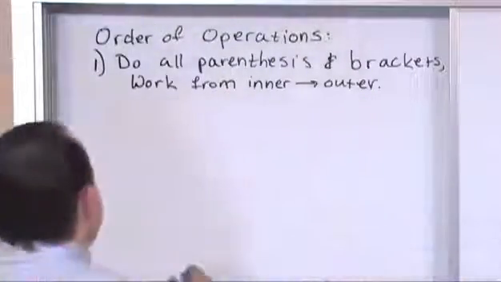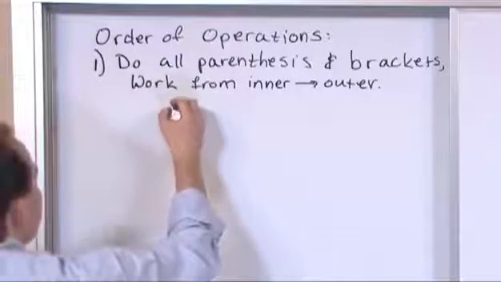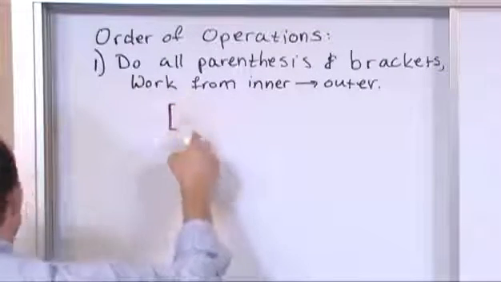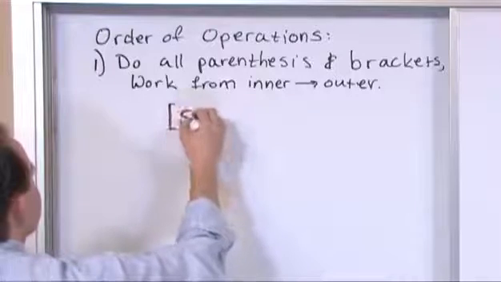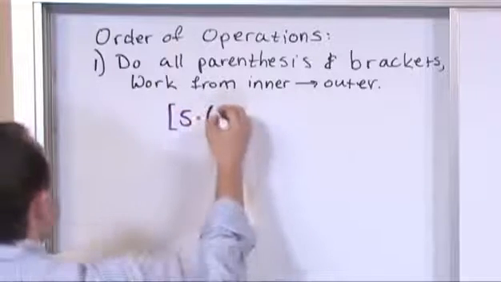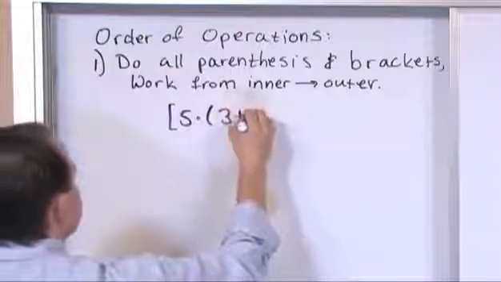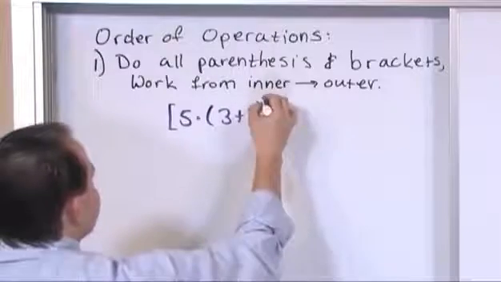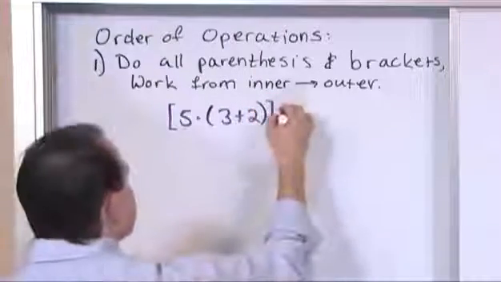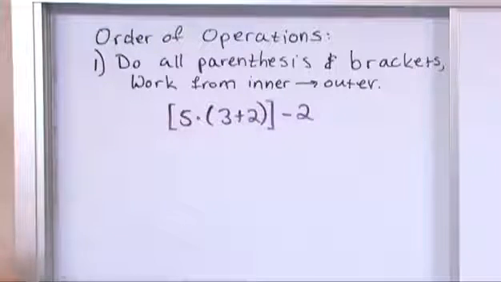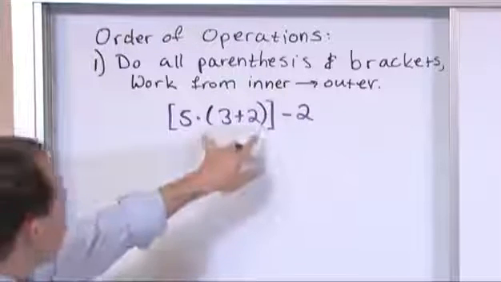So it's pretty frequent that you might see something like this. What if you had a bracket? This is what I mean by a bracket, that square bracket. 5 times, maybe you open up another parentheses, 3 plus 2. Maybe you close that parentheses, and then you close that bracket, minus 2. This is a great example of order of operations, because you have the parentheses here.